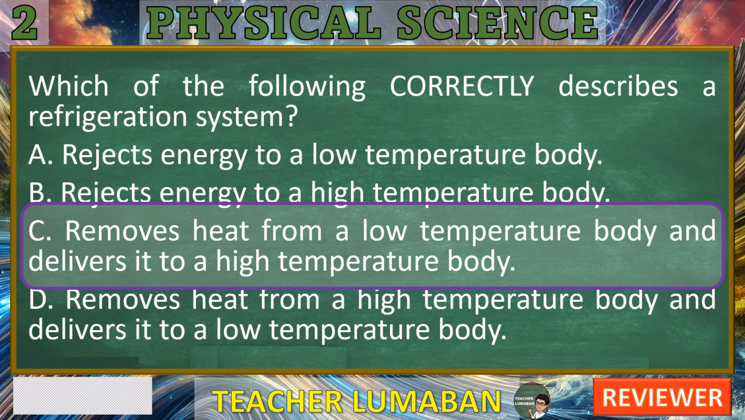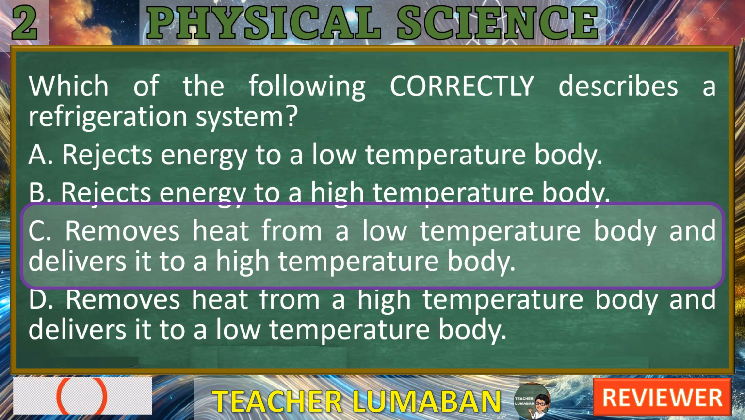Here's an explanation of each choice. A. Rejects energy to a low temperature body. This is incorrect because a refrigeration system rejects heat to a higher temperature environment, such as the surrounding air, not a lower temperature one. B. Rejects energy to a high temperature body. While this statement is partially correct, it doesn't fully describe the entire process of a refrigeration system. It focuses only on the rejection of heat and does not mention the key aspect of removing heat from a low temperature body.